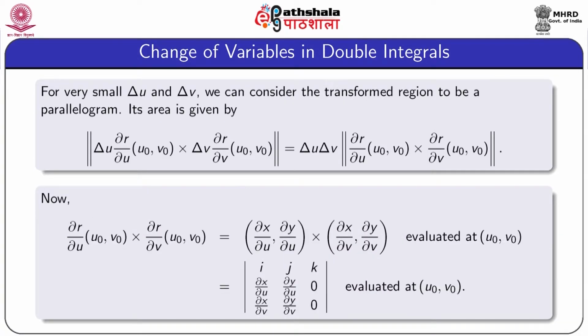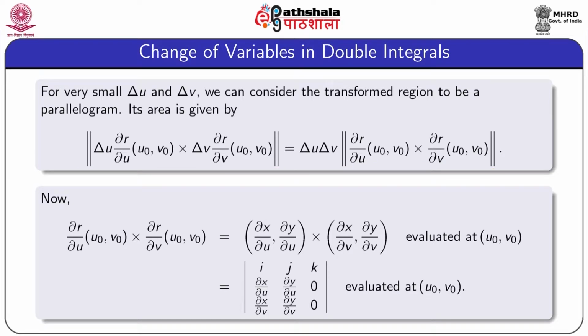For very small delta u and delta v, we can consider the transformed region to be a parallelogram. Its area is given by the norm of the vector product of the vectors delta u del r del u at (u0, v0) and delta v del r del v at (u0, v0). This equals delta u delta v times the norm of del r del u at (u0, v0) cross product with del r del v at (u0, v0).